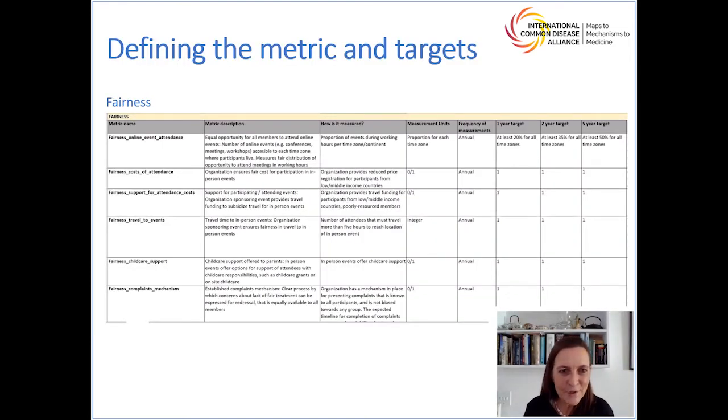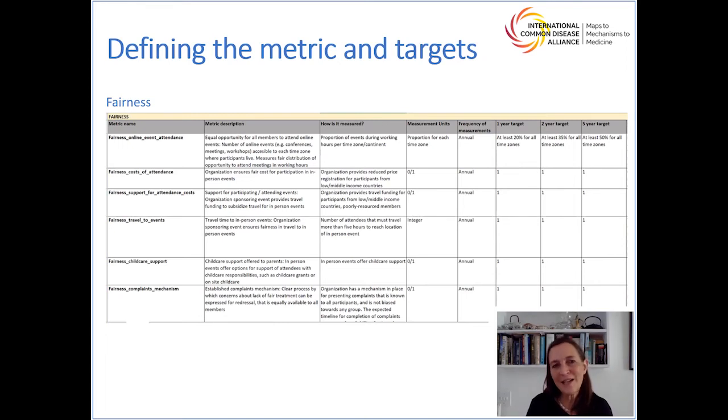Obviously, this is a very small text, so not to worry about the detail, but this is just to show you that each metric, for example, here we have the theme fairness. Each metric has a line and we have a description, how it's measured, the units, how often we think it should be measured, and then we have targets, 1-year, 2-year, and 5-year targets, all already set up for each of the metrics. And then obviously for fairness, we would have 15 metrics, so there would be 15 rows. And then we have the set of metrics defined like this for each of our themes in the global standard.